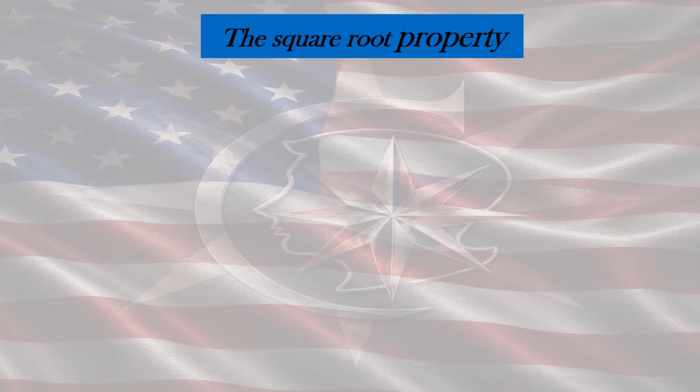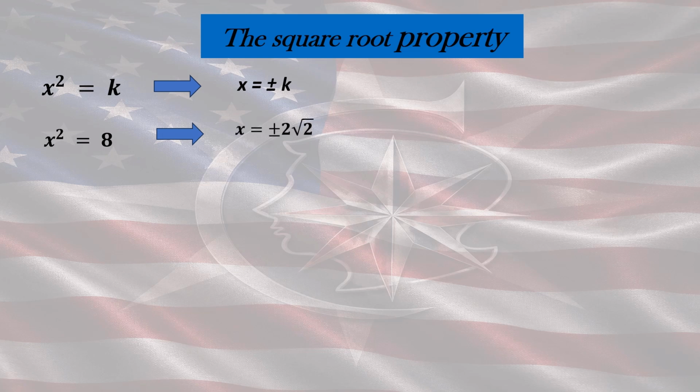The square root property. With the x squared term isolated, the square root property states that if x squared equals k, then x equals plus or minus the square root of k, where k is a non-zero real number. For example, x squared equals 8, so x equals plus or minus 2 square root of 2.